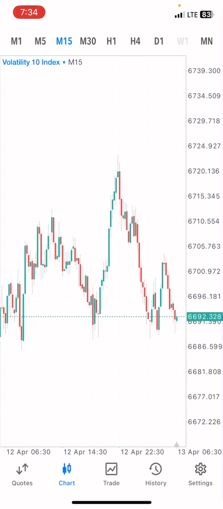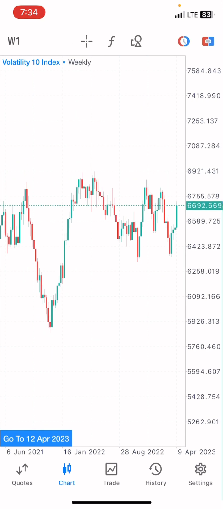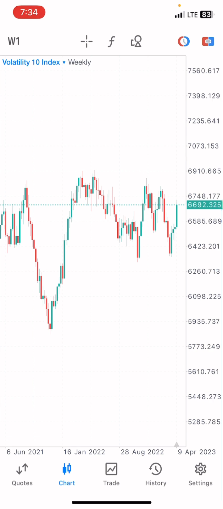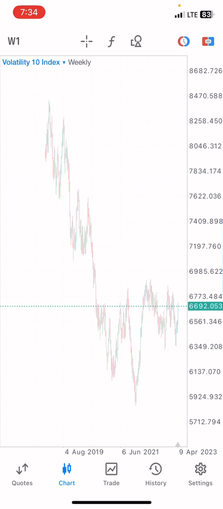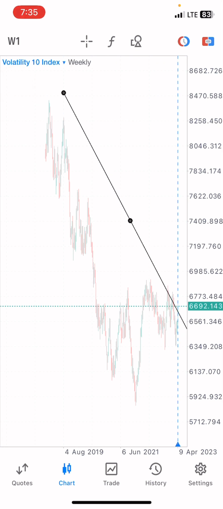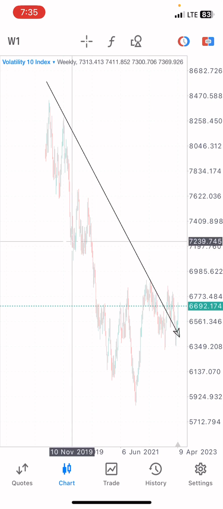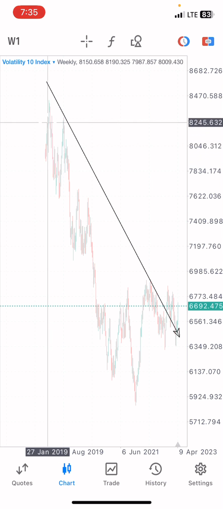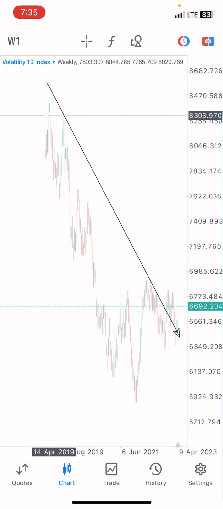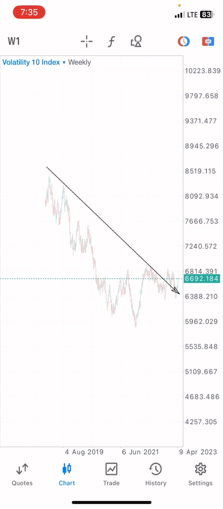As you can see, whenever we want to analyze the markets or the charts, I start from the higher time frames, basically the weekly time frame, which is most preferable. On the weekly time frame, you can see price has been on a long-term market downtrend move for weeks now, for months, probably for years. Since 2019, you can see the market has been in a long-term downtrend.